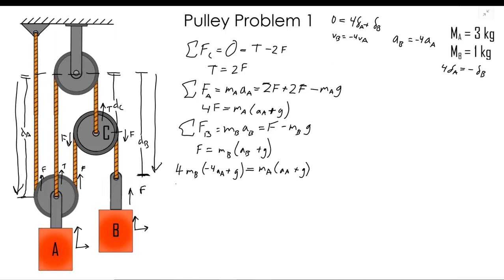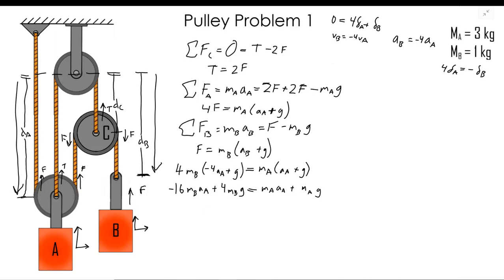So distributing that, we get negative 16 MB AA plus 4 MB G equals MA AA plus MA times G. So we're going to get that. Or actually, since this is negative, we're going to bring this to this side, and then we're going to bring that guy to that side, obviously.